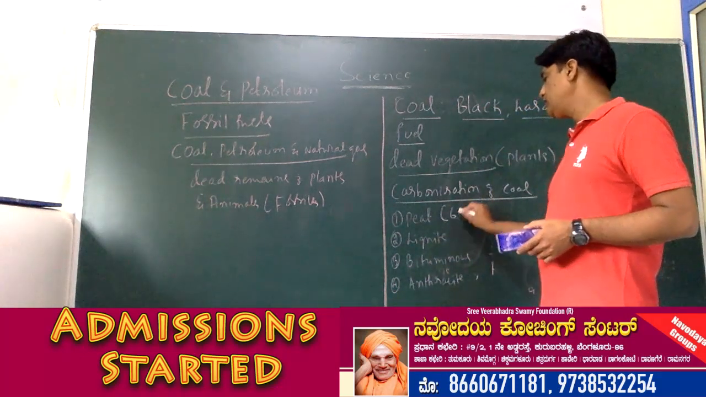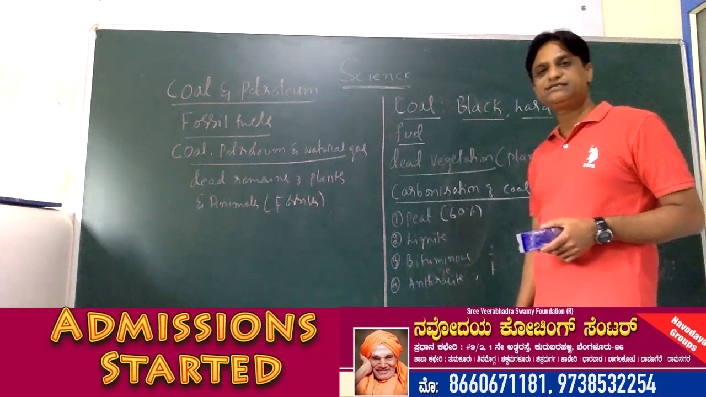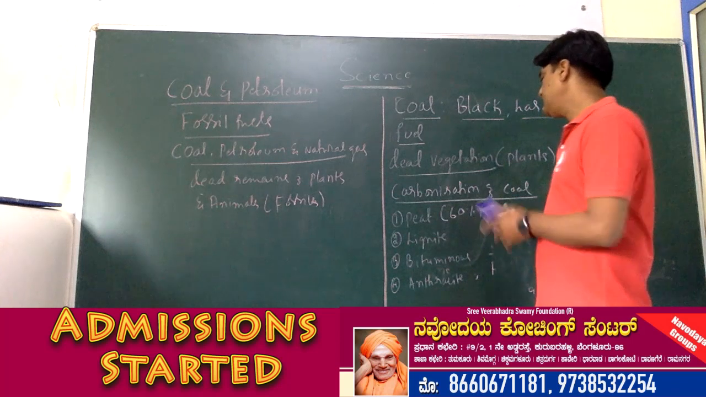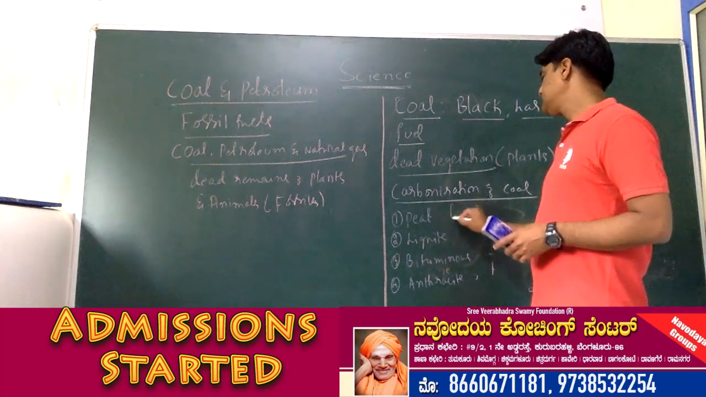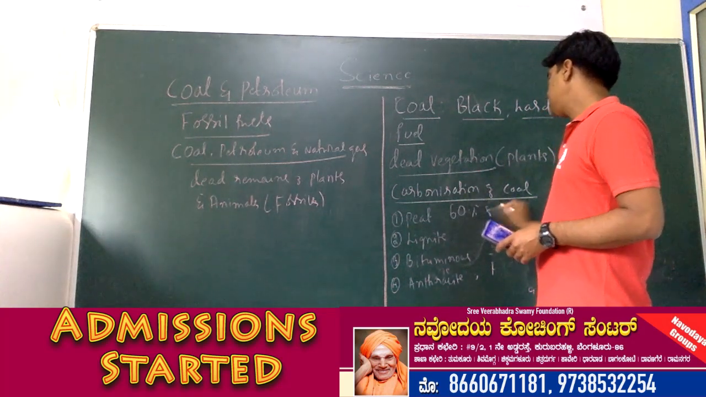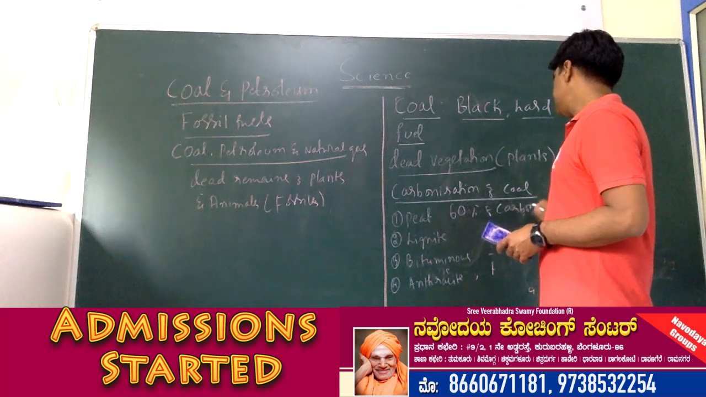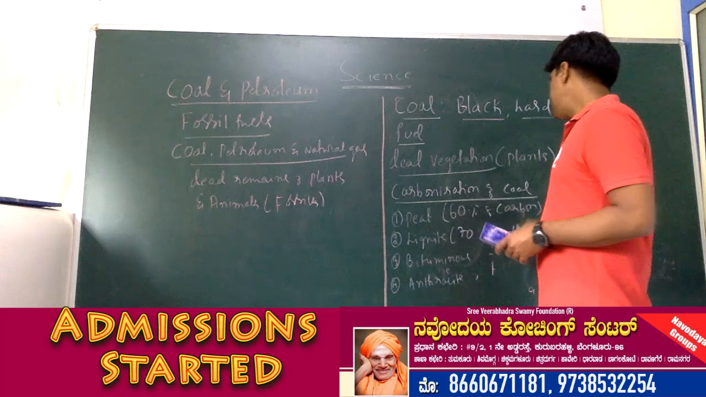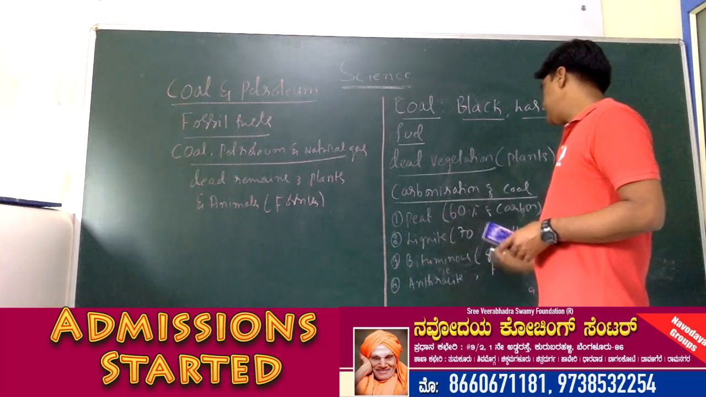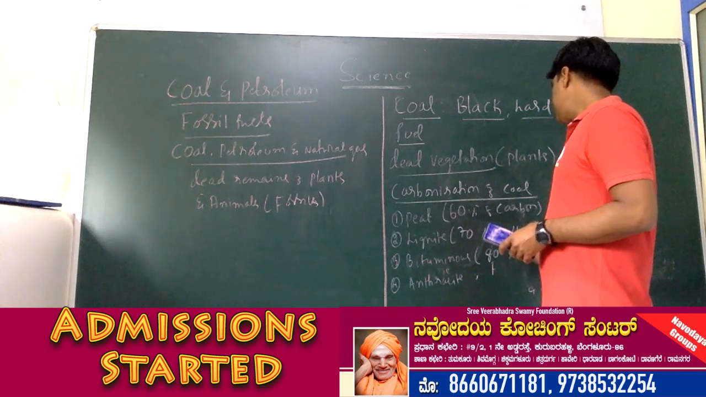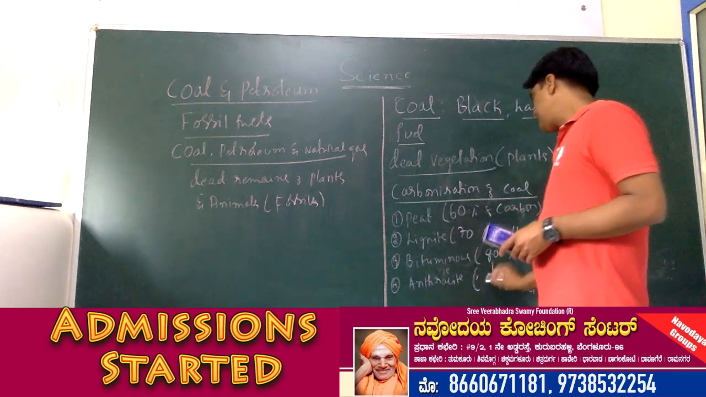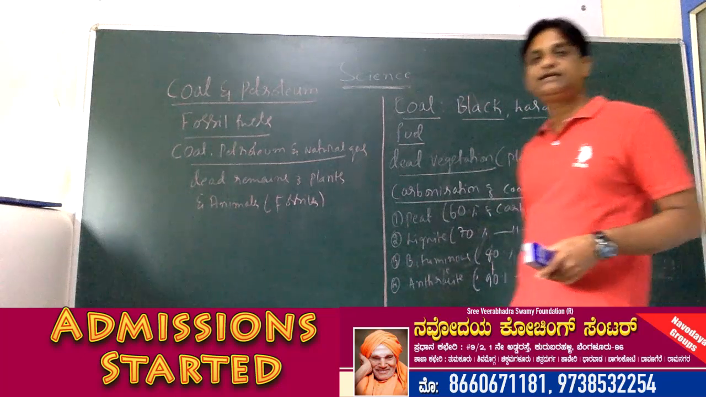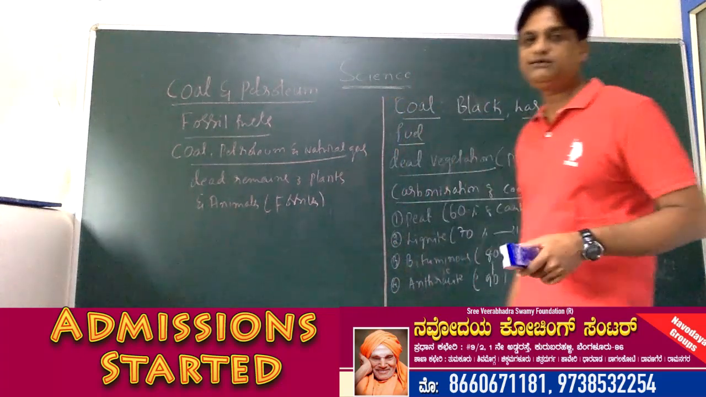So in peat coal, the percentage of carbon is 60. This is the percentage of carbon. 60% of carbon will be present. Similarly, if you take lignite, 70% of carbon content will be there. If you take bituminous coal, 80% of carbon content will be there. If you take anthracite, it contains 90% of carbon content.